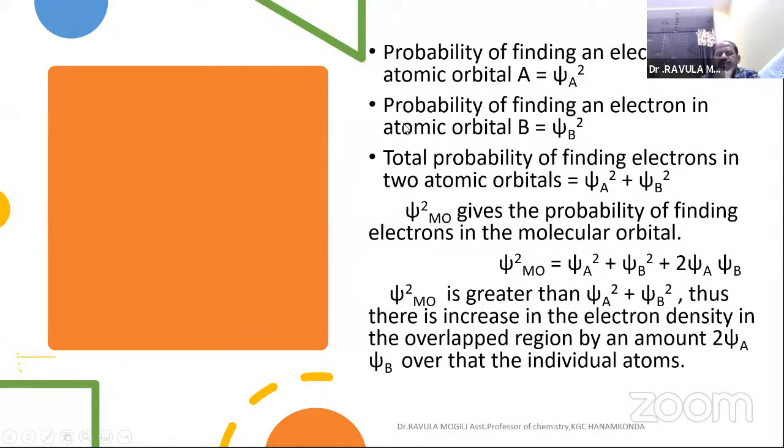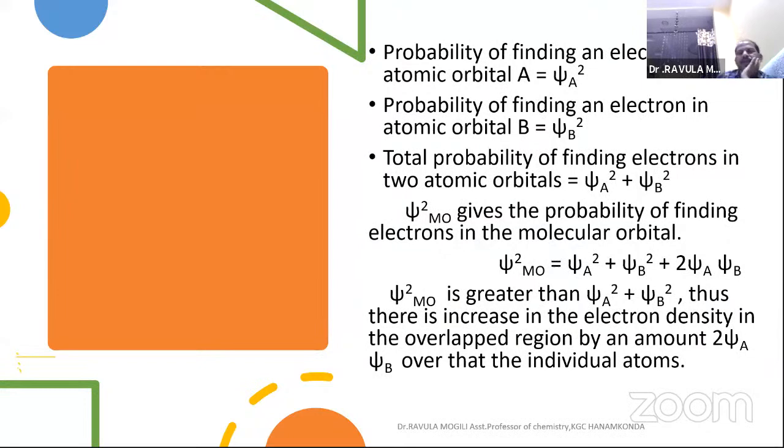The probability of finding an electron in atomic orbital A is equal to psi A square. The probability of finding an electron in atomic orbital B is equal to psi B square. So psi is nothing but the wave function, but psi square is equal to the probability of finding an electron in an atomic orbital. So here psi square represents the orbital, and psi represents the wave function.